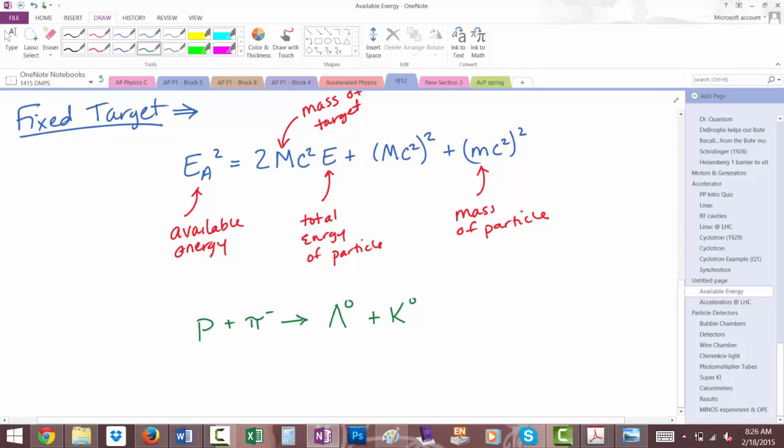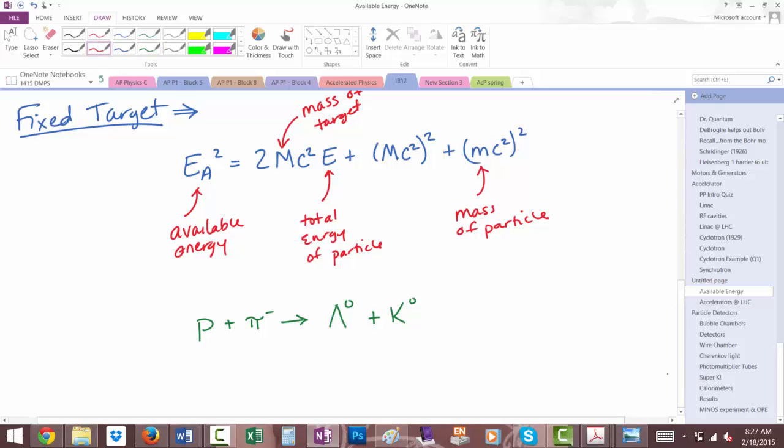So in this situation, we've got a proton that has been accelerated to some total energy, collides with a stationary pion, and it produces a lambda and a kappa. The question is, what is the least energy to which the proton must be accelerated in order to make those two particles? So you probably need some information, right? What do you need to know?